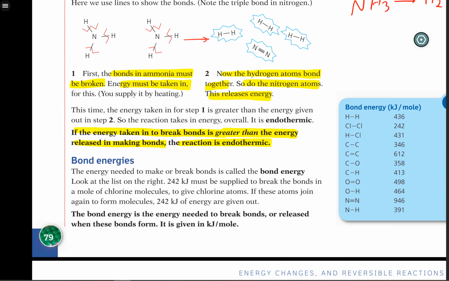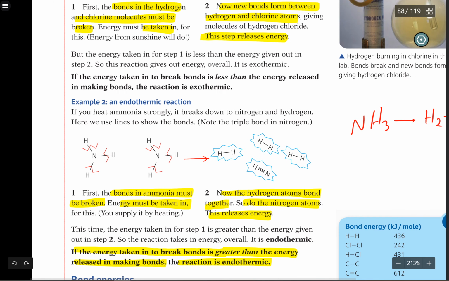The question may ask you why a reaction is exothermic. The answer is given here. If the energy taken in to break the bonds is less than the energy released in making the bonds, it means when the bond forms, more energy is released. The reaction is exothermic.